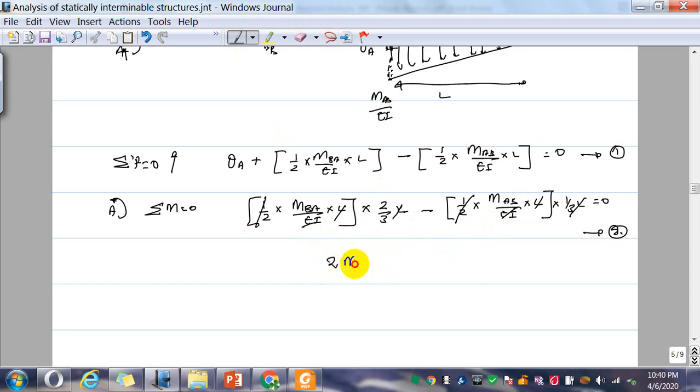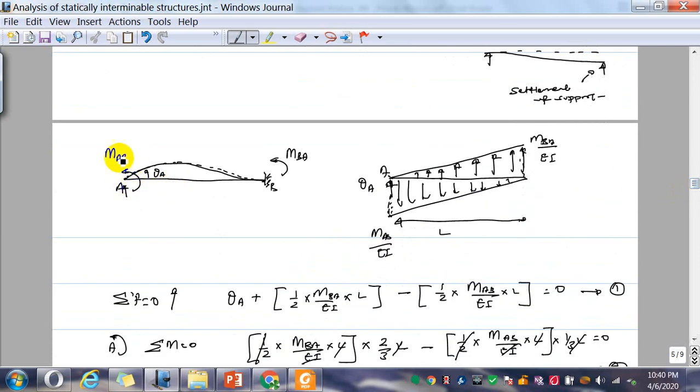Okay, so 2MBA is equal to MAB. So MBA is equal to MAB over 2. Now this shows, for example, if we apply a moment MBA, and to prevent the rotation at the far end of the beam at B, you need to have a moment, half of that moment we applied, to keep that from rotation. So that's the meaning of this.